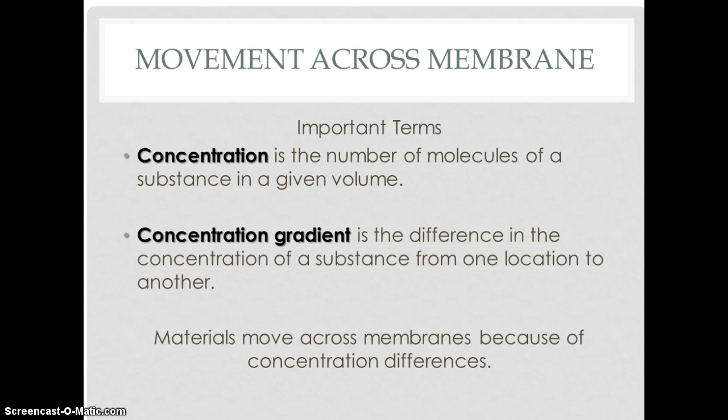Molecules move across the membrane because of concentration differences. Here are some important terms to remember when referring to cell transport mechanisms. Concentration is the number of molecules of a substance in a given volume. Concentration gradient, which you will hear and reference a lot throughout the presentation, is the difference in the concentration of a substance from one location to another. The mentioned terms will be important to consider when determining the movement of particles across the membrane. Materials move across the membrane because of concentration differences.